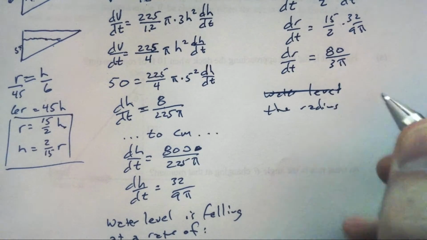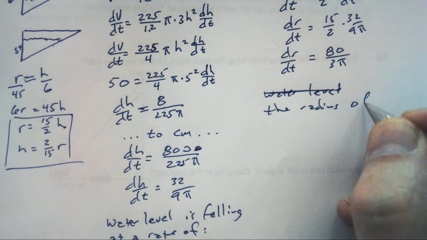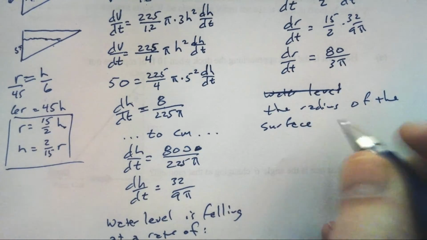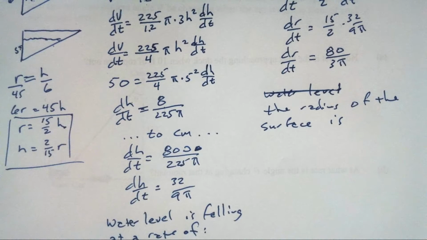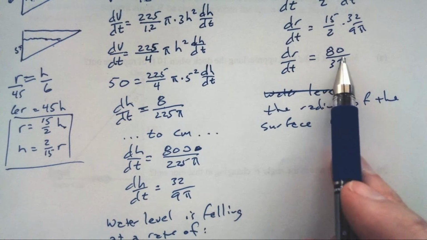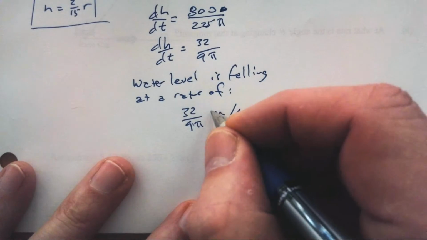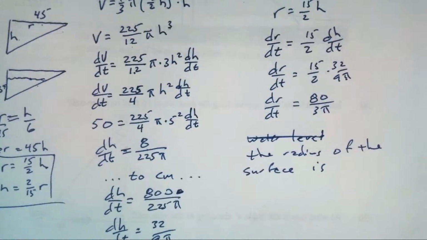The radius of the surface, you could probably get away with saying, is decreasing at a rate of 80/3 pi, or excuse me, this was centimeters, by the way. We changed it to centimeters per second. I bet you knew that.